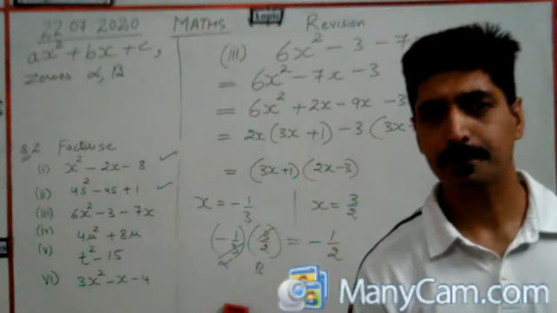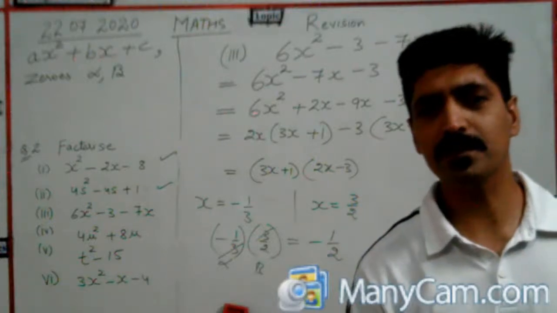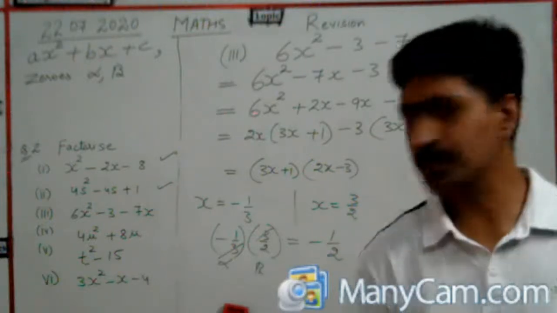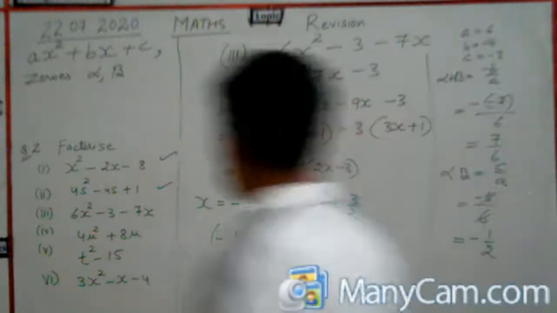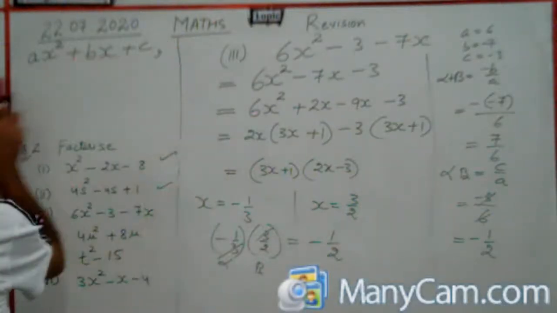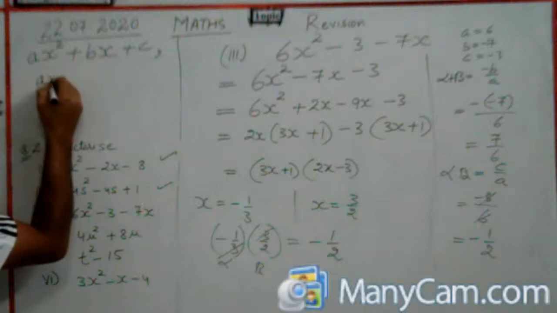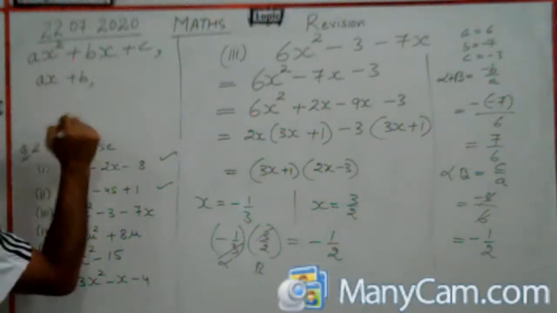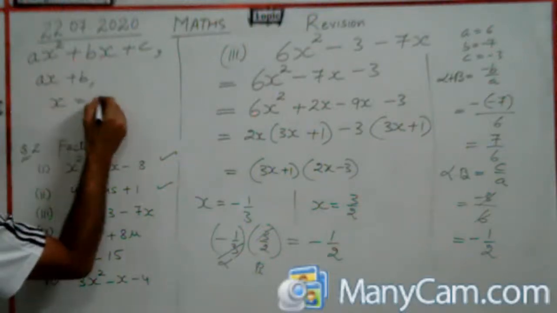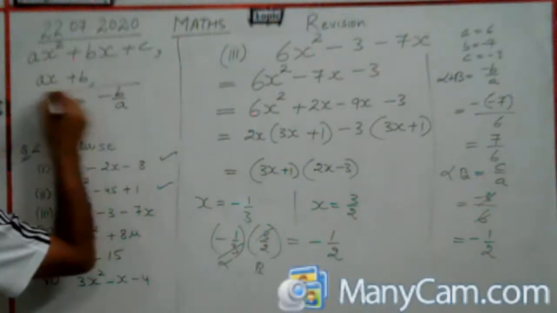Whereas in case of a linear equation, that is ax plus b, we have only one root, that is x is equal to minus b upon a, always.